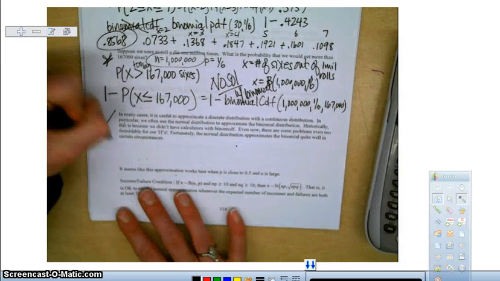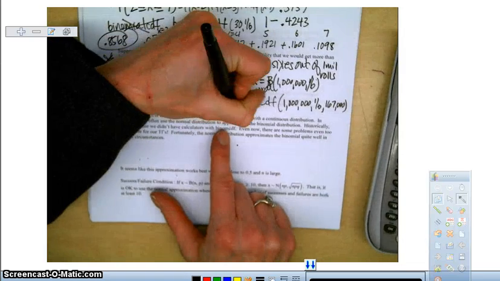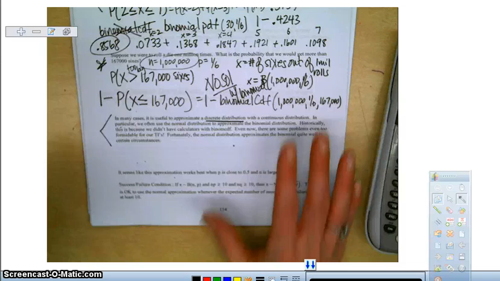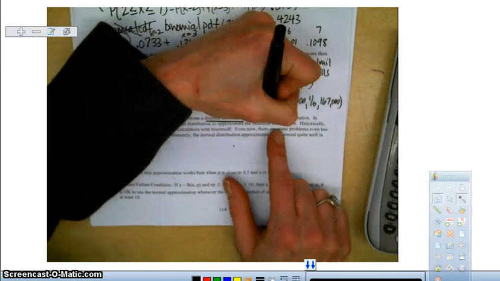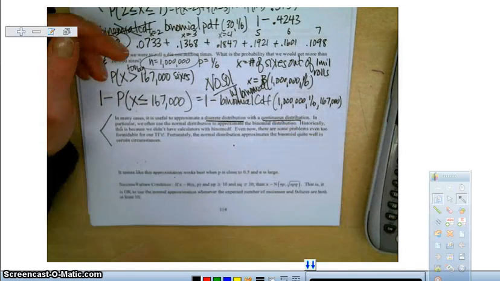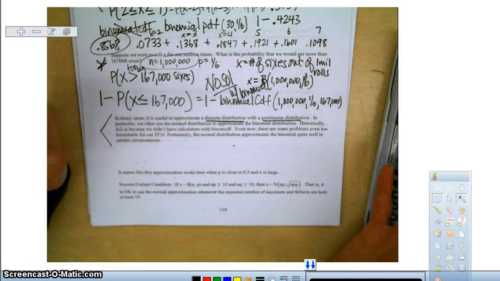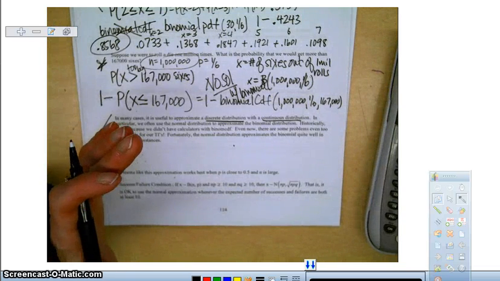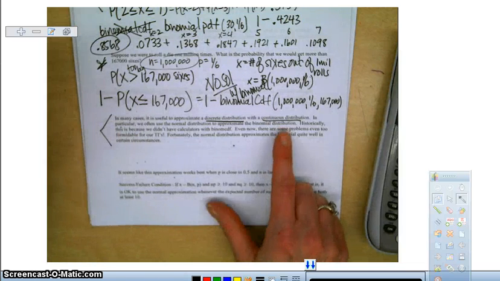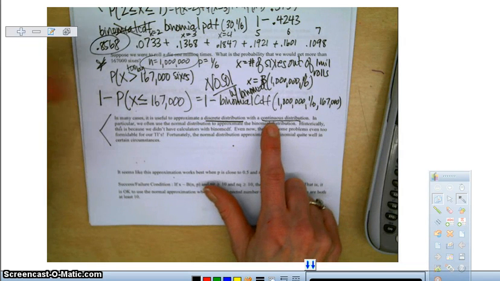So, we go down to the next paragraph. In many cases, it's useful to approximate a discrete distribution. Discrete meaning you can only have whole number values of things. I can only roll whole number values of sixes, okay? With a continuous distribution. Continuous distribution, all values on the number line. We talked about this a long time ago. Discrete distribution, shoe size. Continuous distribution, foot length. Okay, there's a difference between the two. So we are going to estimate a binomial distribution, which is discrete, with a continuous distribution called the normal model.